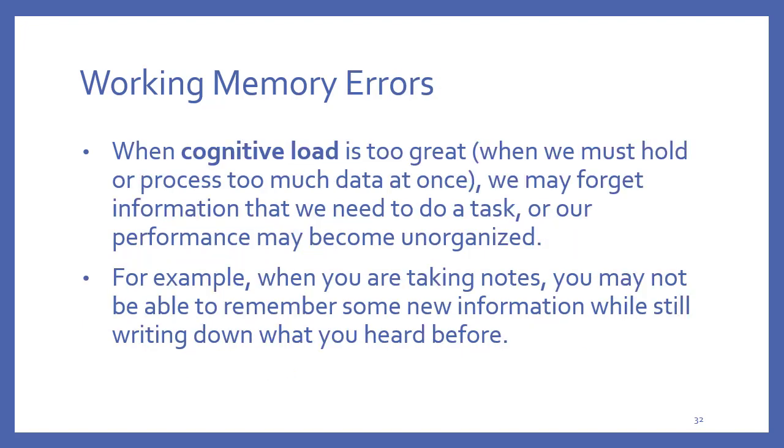So what happens during working memory is that we have what's called cognitive load. When we try to process too much data at once, we forget. That might seem obvious to you, but that's how working memory works. It has to be rehearsed and processed in a way where it can be made into long-term memory.